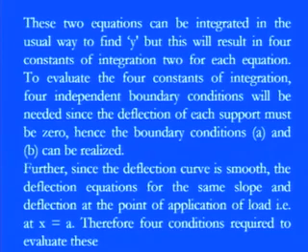So here one has to realize that there are 4 different constants, and for that we need 4 different boundary conditions for these cases, which is not an easy task. Further, since the deflection curve is smooth, the deflection equations must give the same slope and the same deflection at the point of application of load, that means at x equals to a, it has to be the same. That means if you are talking about a smooth curve, the deflection as well as the slope have to be the same.